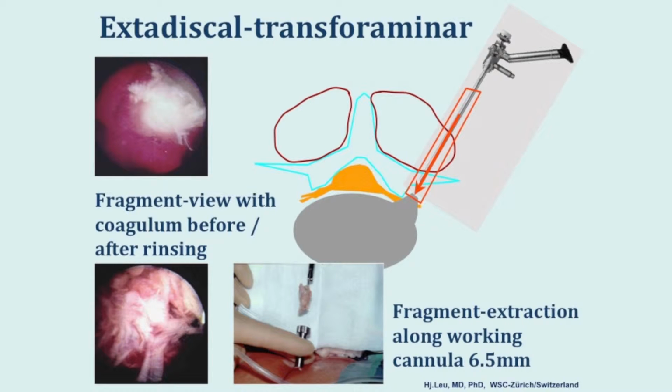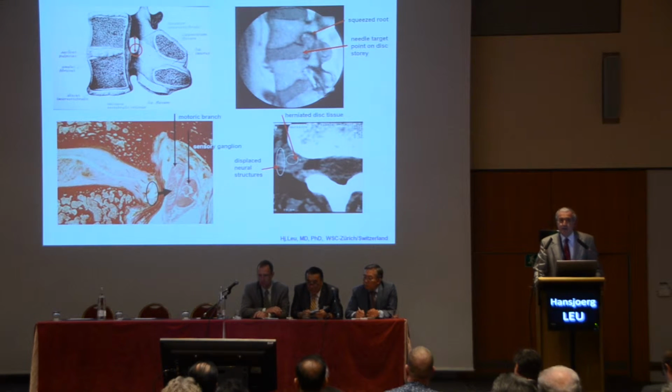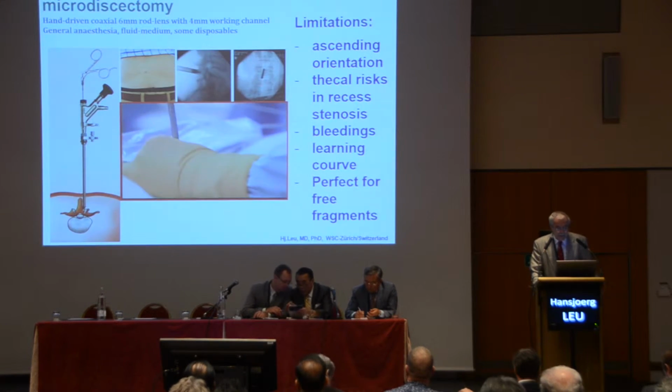It has then been the step to the extradiscal foraminal approach. Here, the first application was in the early 90s. We had to learn the structures in the foramen to respect them, but the access was quite broader for the lateral foraminal and mediolateral forms of disc herniation. So the range of reachability of structures was quite better.